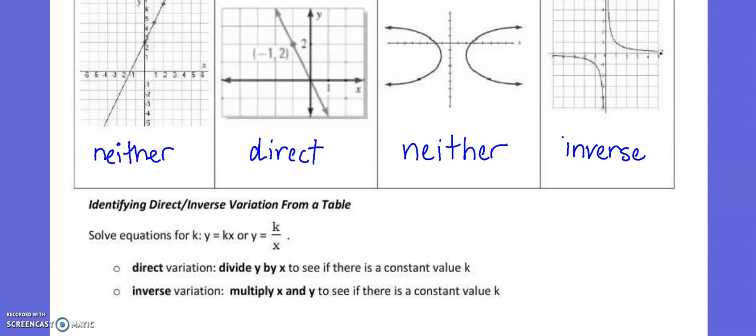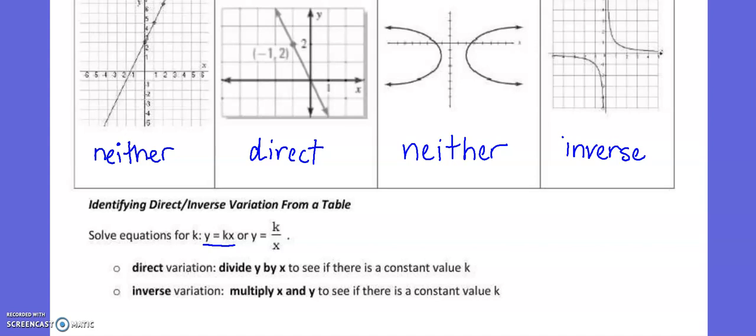We'll be able to take a look at a table of values and figure out if it is a direct variation or an inverse variation. In order to do that, we just want to go ahead and solve either the direct variation for k or the inverse variation for k. In a direct variation, you would end up dividing both sides by x to see what the constant is. So if you look at your table of values and you divide y by x, and it's the same number for all of your table of values, then you have a constant value for k, and your equation is direct.